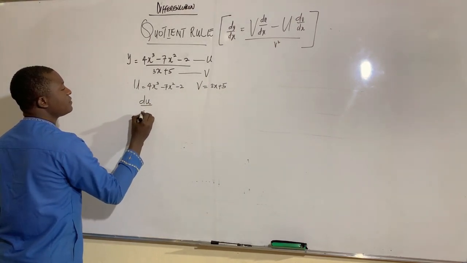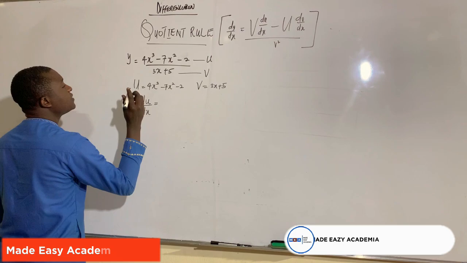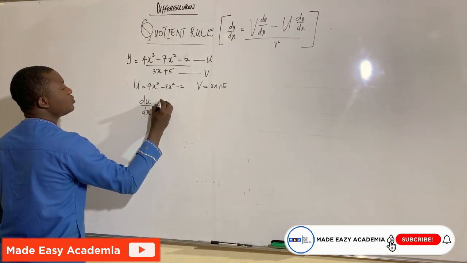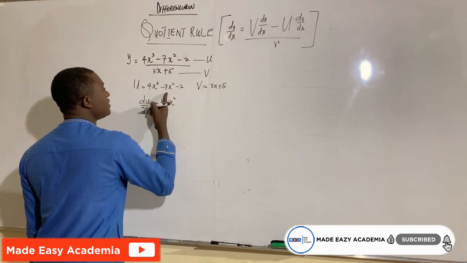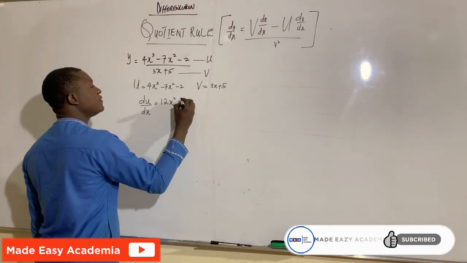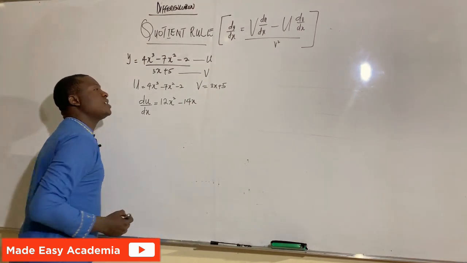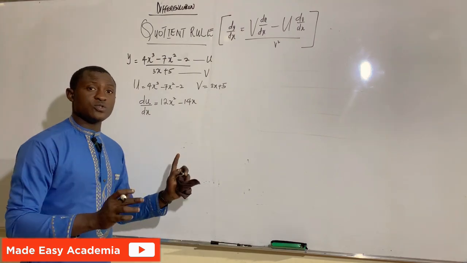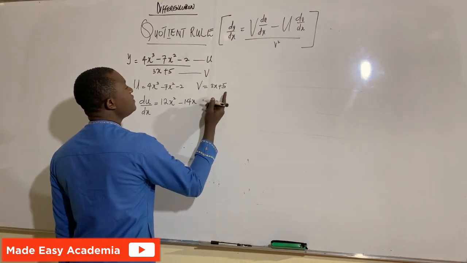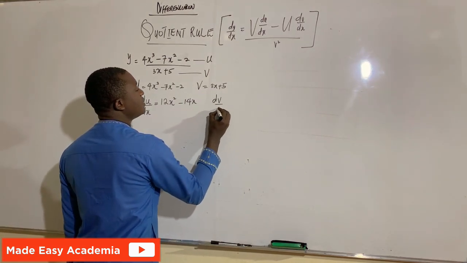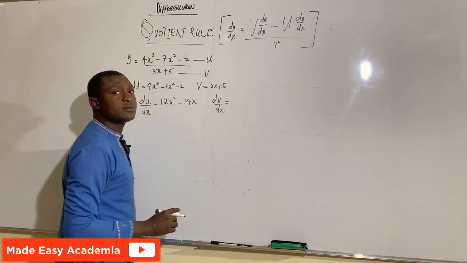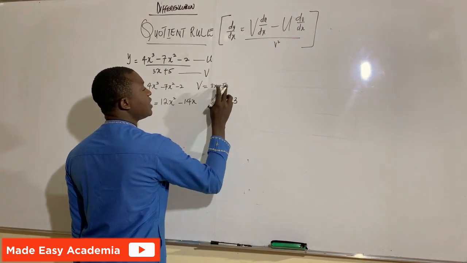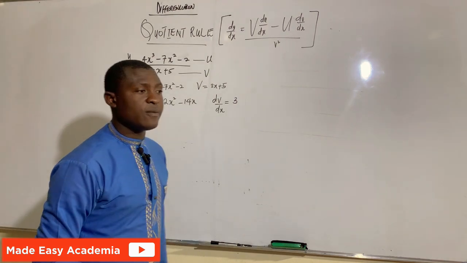That means that we have du/dx equal to the differential of 4x cubed, which is 12x squared. The differential of minus 7x squared, 2 times 7, gives us 14x, and the differential of 2 is 0. So for v, we have dv/dx equal to the differential of 3x, which is 3, and the differential of 5 is 0.